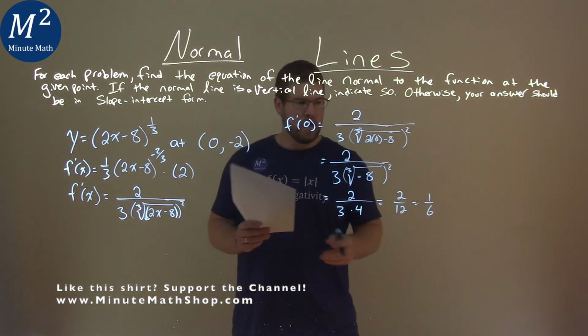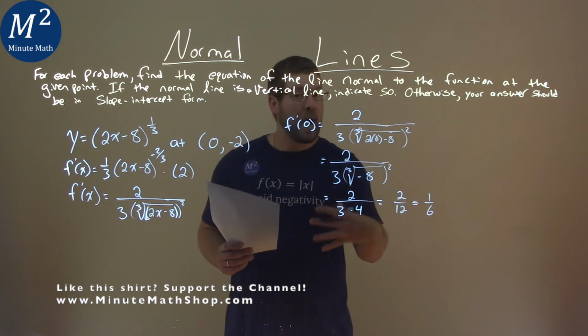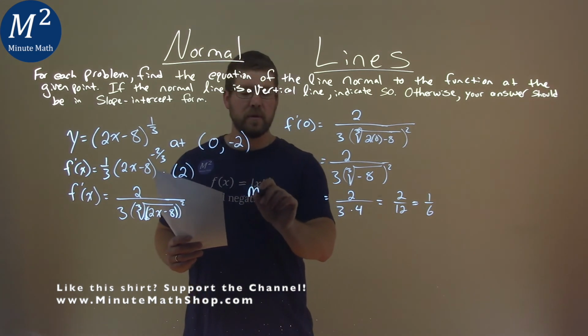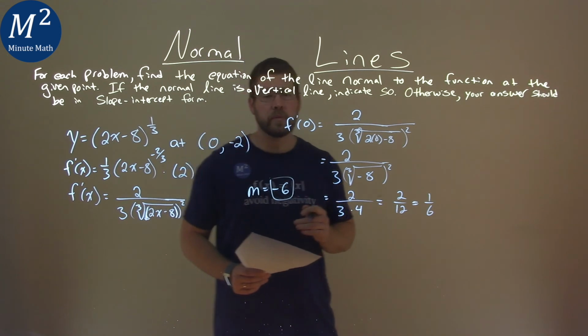So we have our slope of our tangent line is 1/6, so the opposite reciprocal of that will be a slope of positive 6. And that's going to be the slope of the normal line.